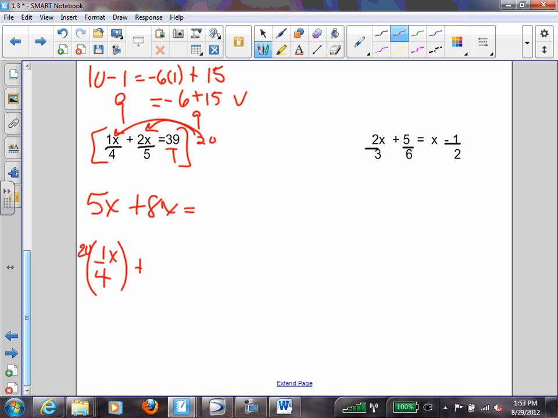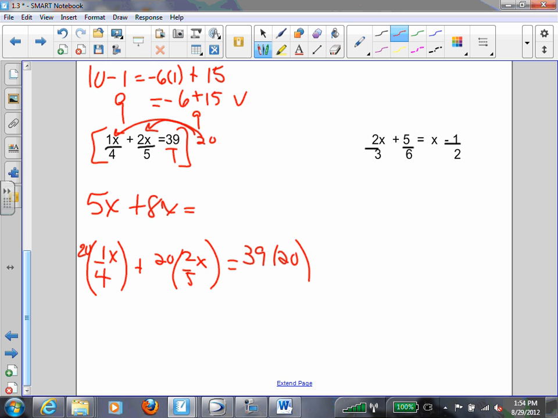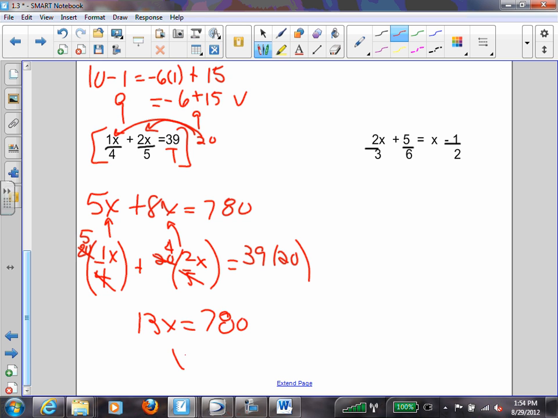I'm going to take 20 times each of these terms. 4 into 20 goes 5 times. That gives me 5x. 5 goes into 20 4 times. That gives me 8x. Right? And I have no longer to deal with any fractions. 39 times 20 is 780. That means 5x plus 8x is equal to, so what does x equal? And I'm done.